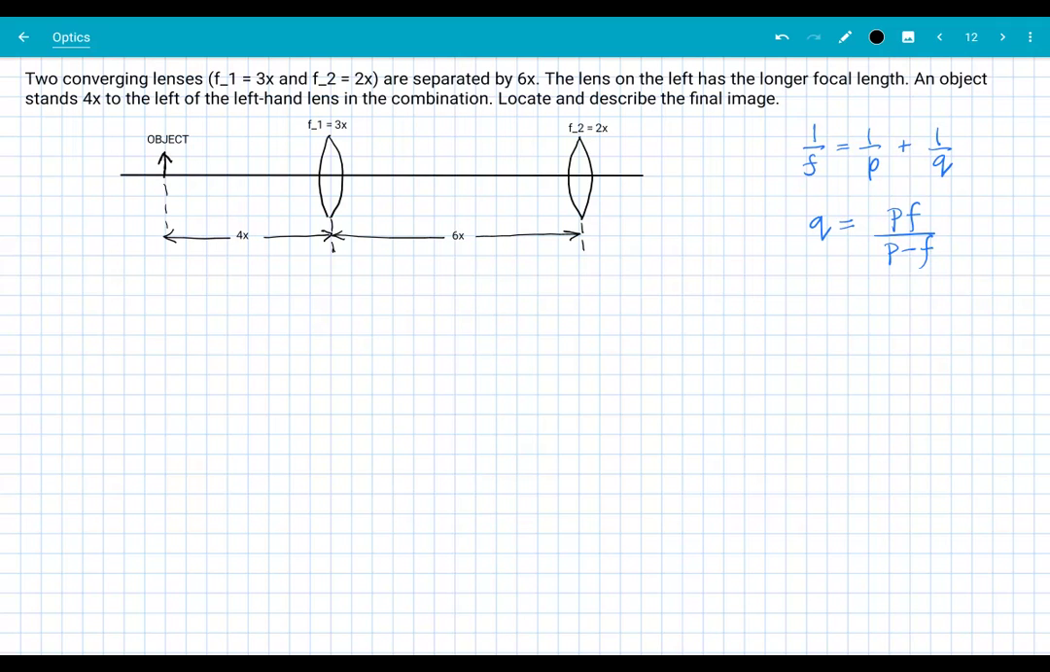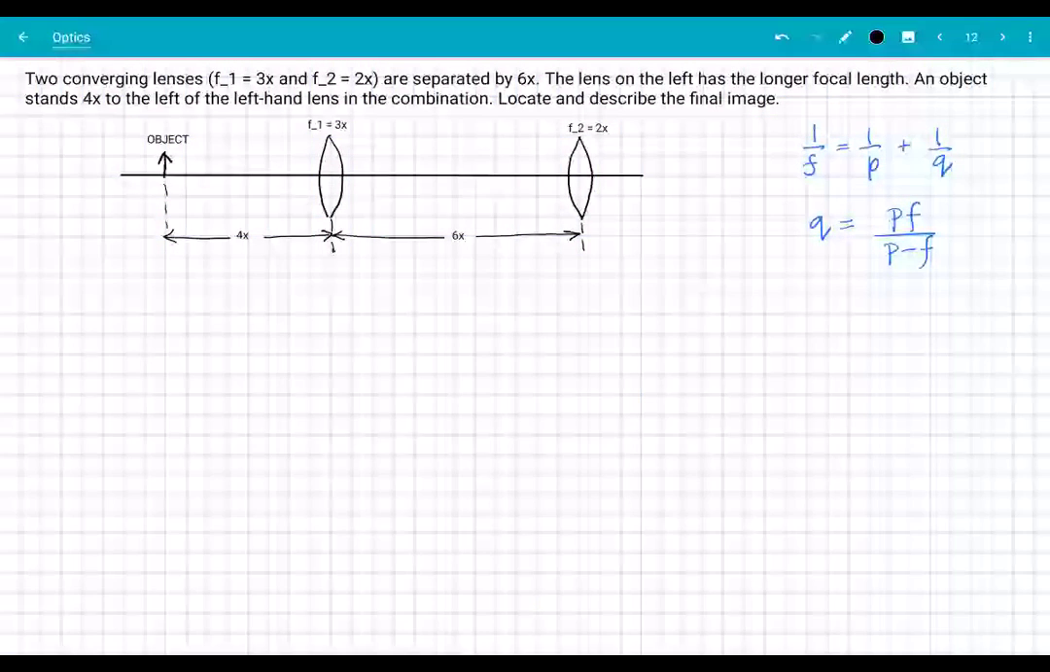All right, here we have a composite system of two converging lenses, and notice that we're given the two focal lengths. They are separated by a distance 6x. We're given that as well. We're told that the lens on the left has the longer focal length.